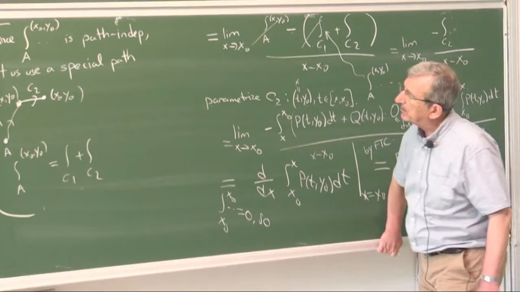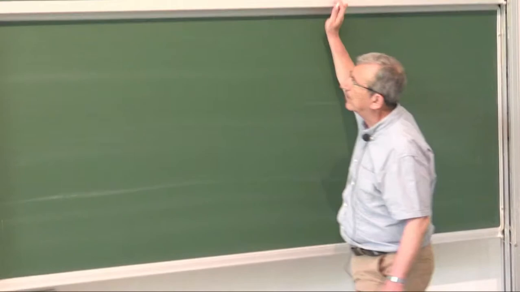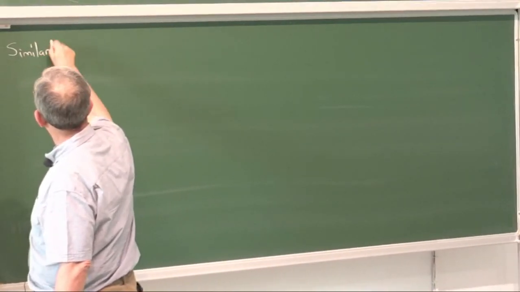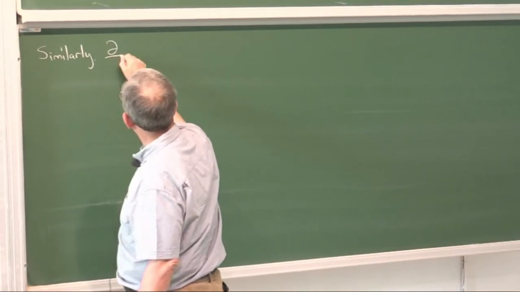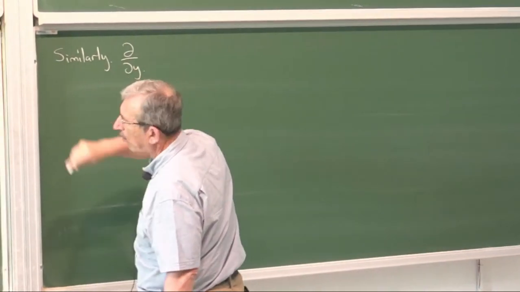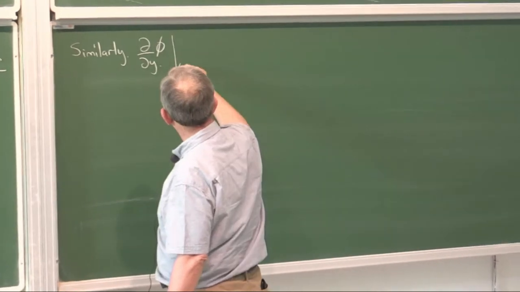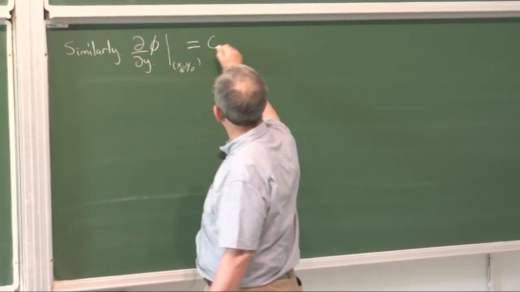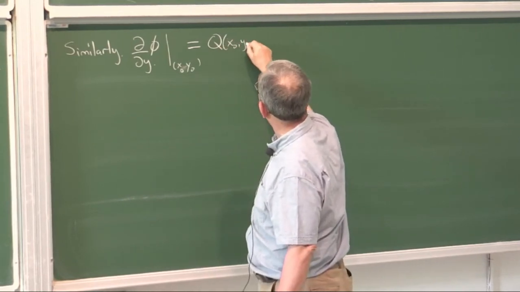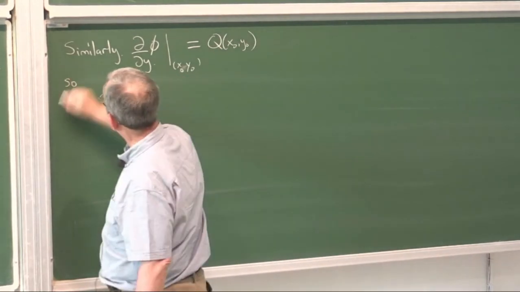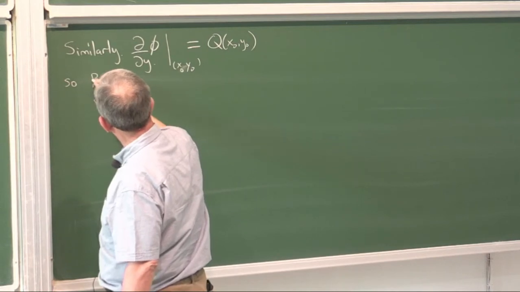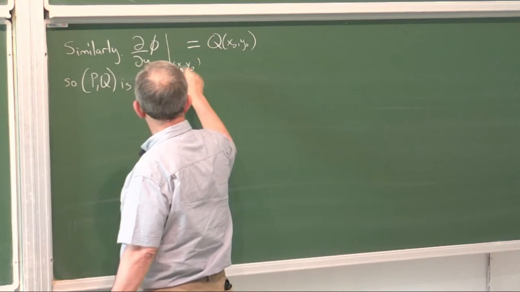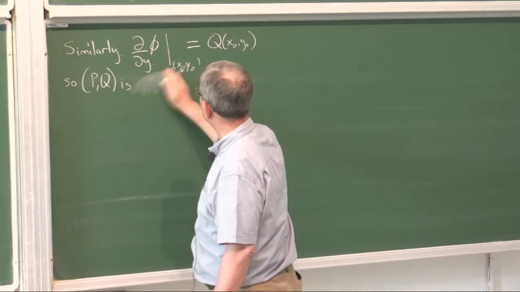Well, similarly, I will not prove the other part. Similarly, the derivative with respect to y of phi at x0, y0 is exactly Q of x0, y0. So, okay, PQ is exact. I mean, it's conservative.